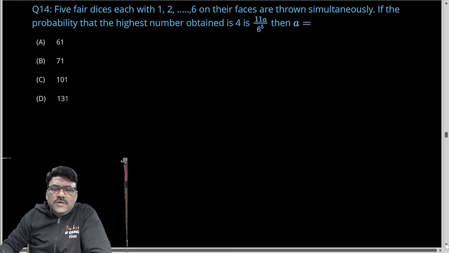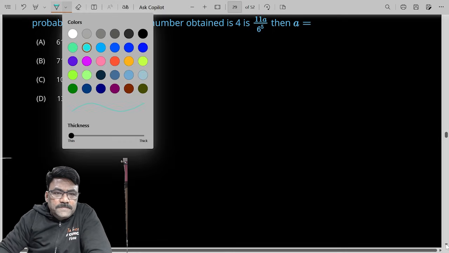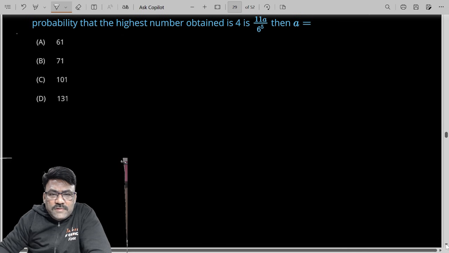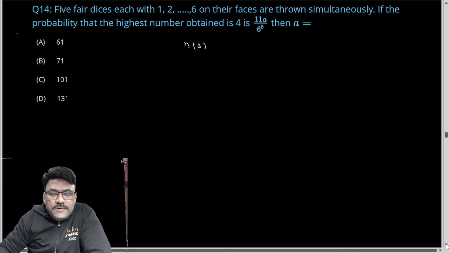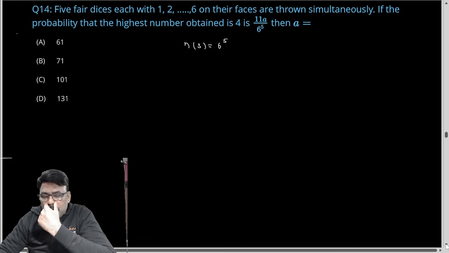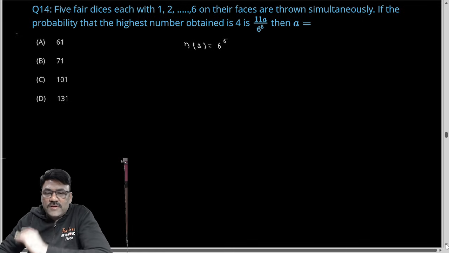What is a here? So see, how many dice are you throwing actually? You are throwing 5 dice. So n(S) will be 6 raised to 5. n(S) means total number of cases. For each die you have 6 options. So 6 into 6 into 6, 6 raised to 5.